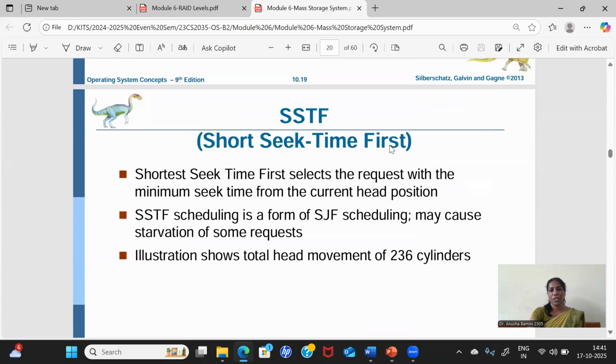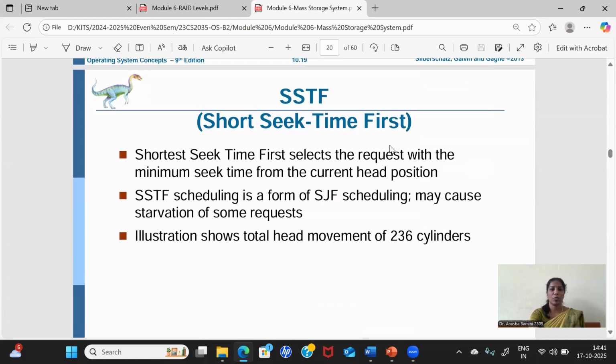Next is SSTF, shortest seek time first. Read the line: select the request with the minimum seek time from the current position. From the head node, in the previous example, the head is at position 53. From that, it will check the requests, and based upon the requests, it will find the next shortest one. After that, based upon the shortest distance, it will traverse the remaining sectors.